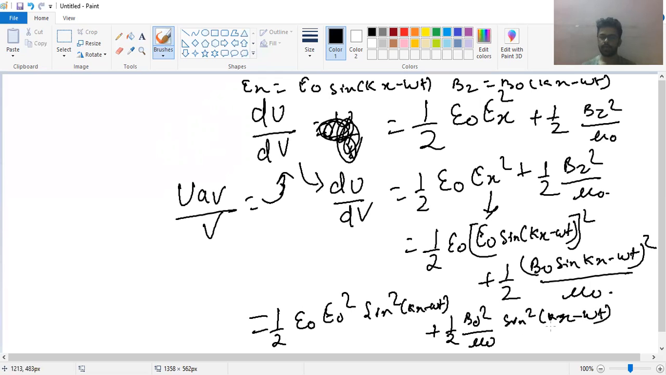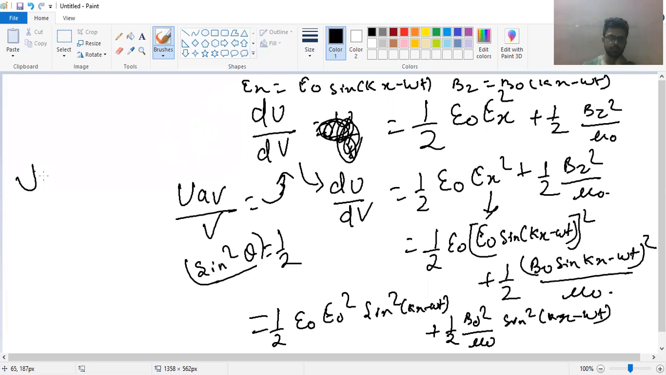Okay, and as you are a math student, you should know the average value of sine square theta. What is the average value of sine square theta? The average value of sine square theta will always be equal to 1 by 2, right? So if the average value of sine square theta is 1 by 2, then what can we write over here?